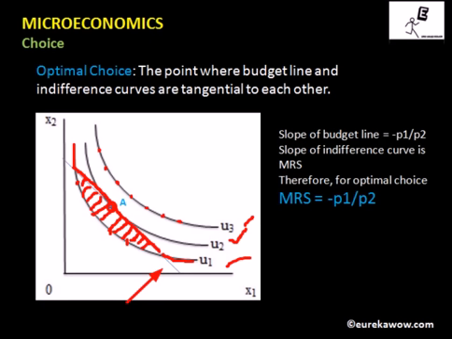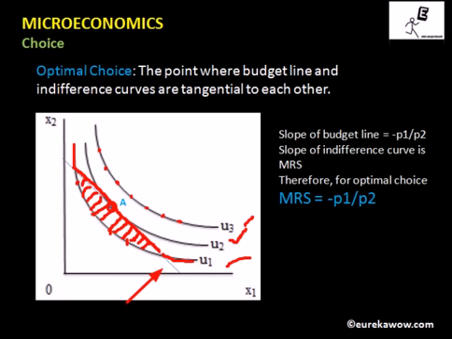Why? Because all the bundles that are lying on the budget line except the bundle A, and all the bundles that lie in the budget set, all of them lie on the left hand side of the indifference curve U2, and clearly all of them are going to lie on a lower indifference curve and provide a lower utility to the consumer. Thus, we say that point A is the point of optimality where the slope of the budget line is equal to the slope of the indifference curve.